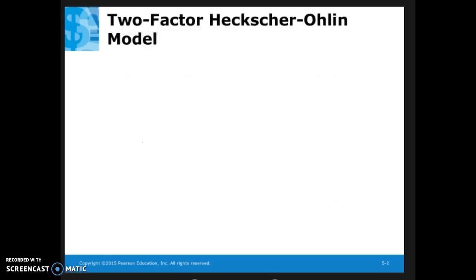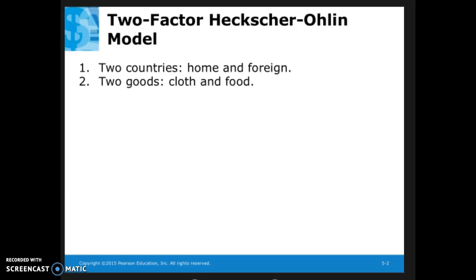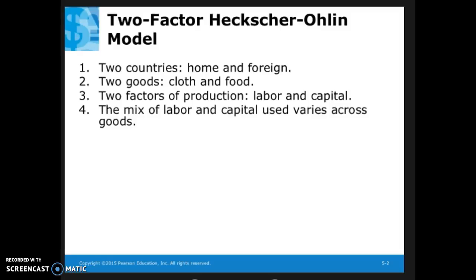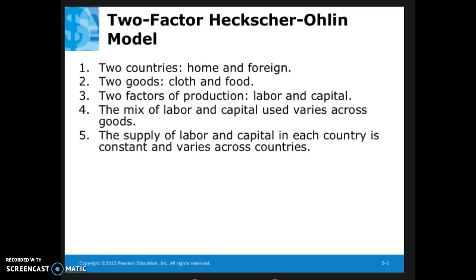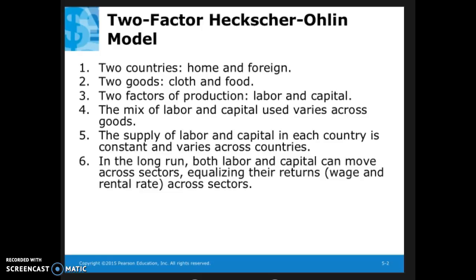So we have a two-factor Heckscher-Ohlin model. We have two countries, home and foreign, two goods, cloth and food, two factors of production, labor and capital, and then the mix of labor and capital used will vary between the goods. Supply of labor and capital is held constant, but it varies across countries. In the long run, labor and capital move across sectors, equalizing their returns across sectors.